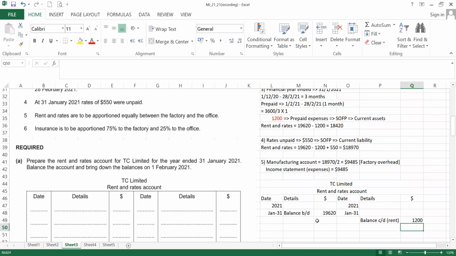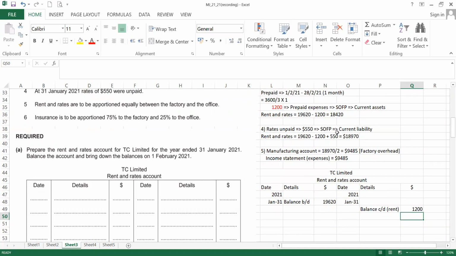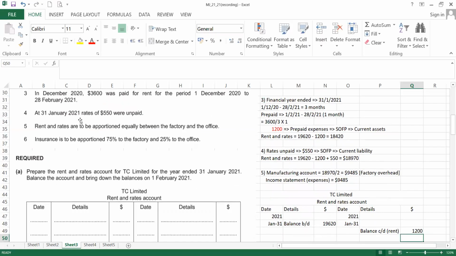And next is number 4, this is accrued. So we put balance carried down, which is 550. Okay, the next one.